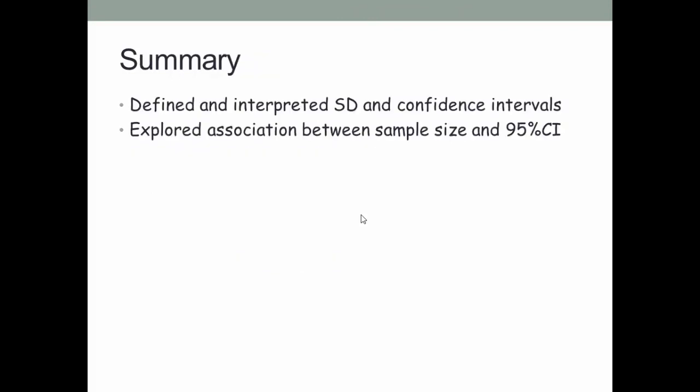So in summary then, what have we done? We've defined and interpreted a standard deviation. We've then moved on to confidence intervals. We've looked at the fact that the standard deviation of our estimates is what we call a standard error, and we've related those standard errors to the confidence intervals. And then we've looked at how the standard error depends on the standard deviation, but also on the sample size. And so we've looked at how the sample size is related to the 95% confidence interval.